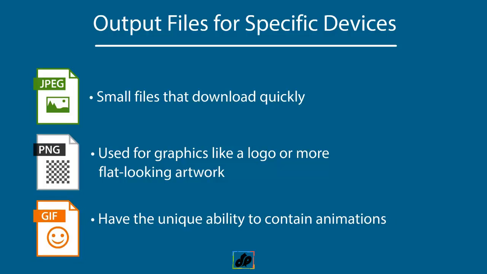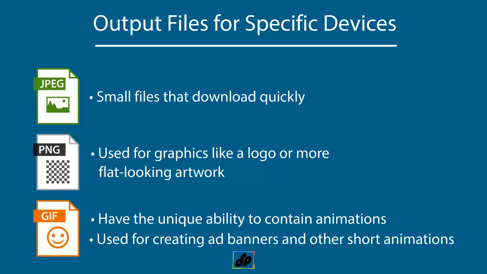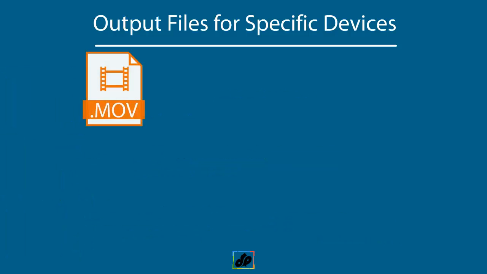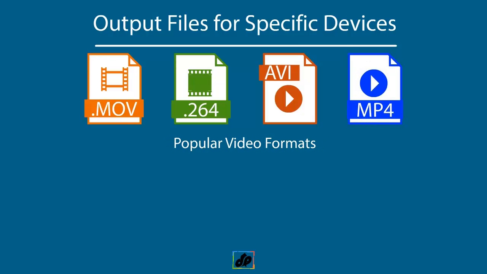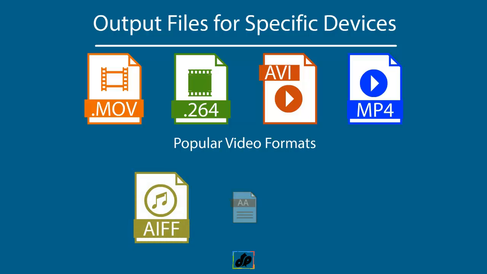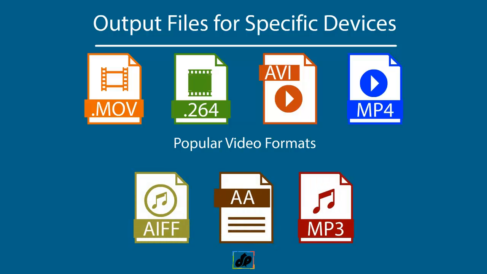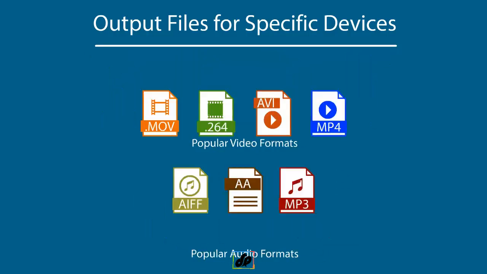The GIF file format has the unique ability to contain animations within the file. Today, they are often used for creating ad banners and other short animations to view on screen. .mov, .264, AVI, and MP4 are some of the popular video file formats that Photoshop supports. AIFF, AAC, and MP3 are some commonly used audio file formats in Photoshop.